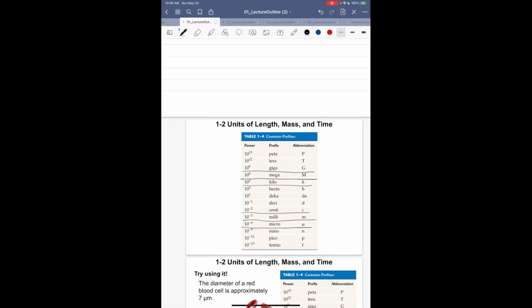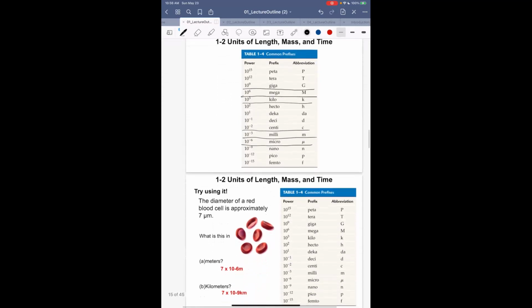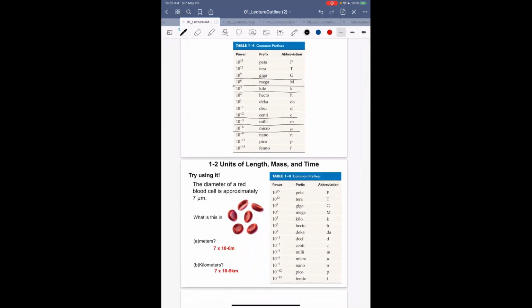Then let's say there is a turtle that is moving. Instead of saying 0.003 meters in 1 second, maybe I will say 3 millimeters. Then it's more convenient. Now here, just to show you that the diameter of a red blood cell is approximately 7 micrometers, which is really the thing that makes it more convenient.